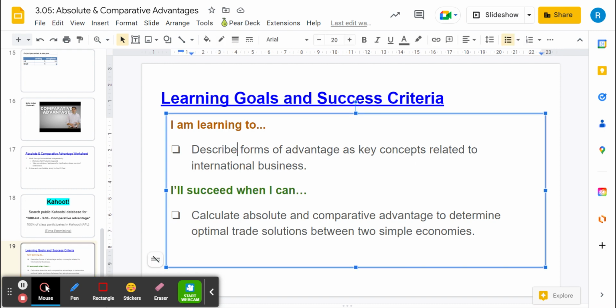So learning goal again, we're looking at forms of advantage. So you should know what that means now as key concepts related to IB. And you'll succeed when you can calculate absolute and comparative advantage. Hopefully you feel comfortable doing that now to determine optimal trade solutions between two simple economies.